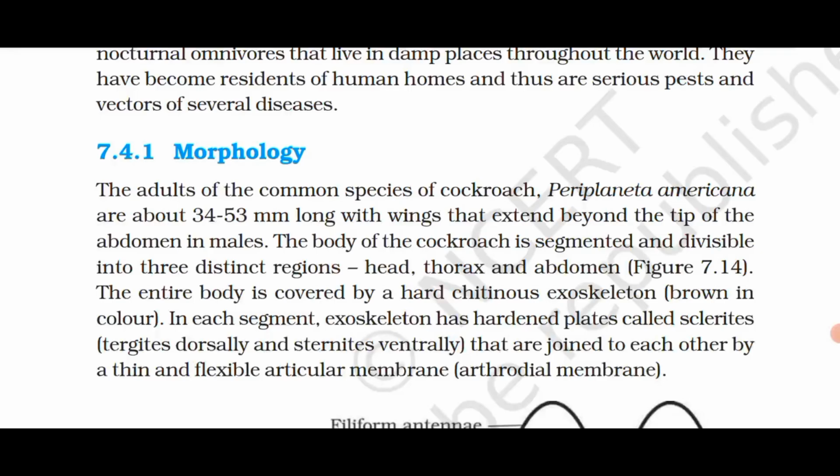In each segment, the exoskeleton has hardened plates called sclerites, tergites dorsally and sternites ventrally, that are joined to each other by a thin and flexible articular membrane that is also called arthrodial membrane.